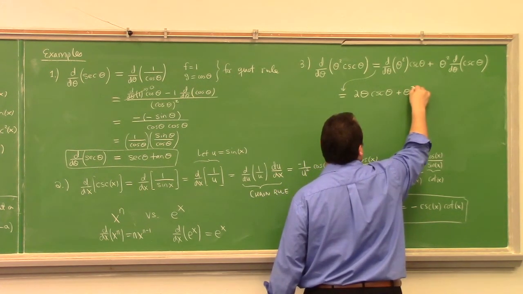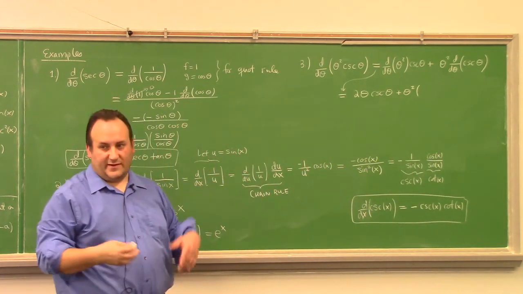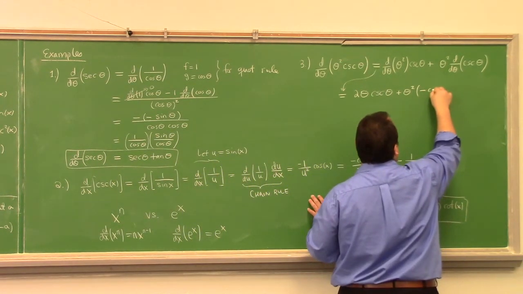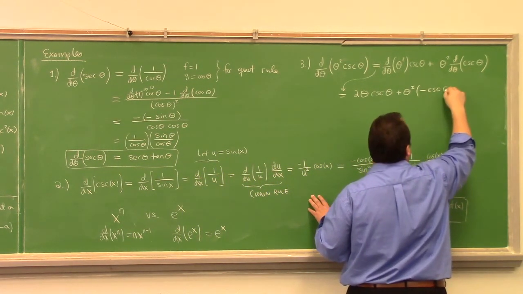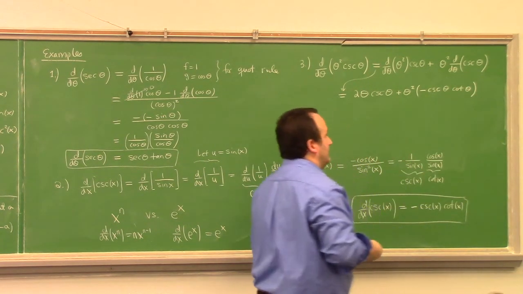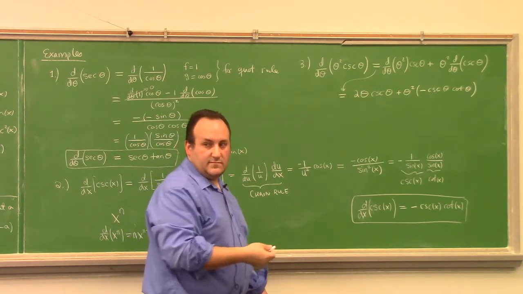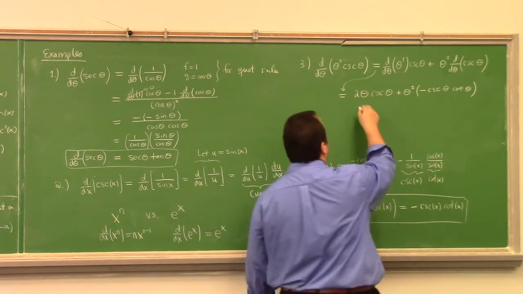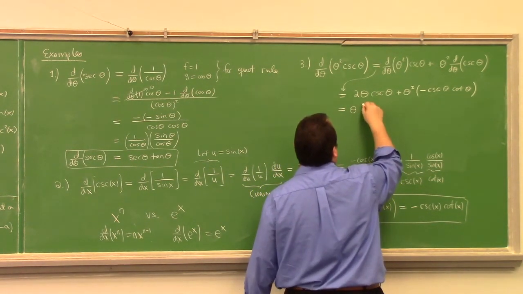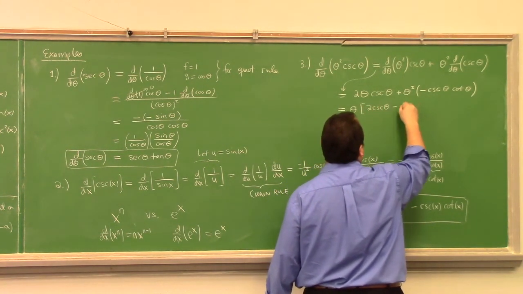And what's the derivative of cosecant theta? We just worked it out with x, but we have to change the x's to thetas. So minus cosecant theta cotangent theta, like so. And there you go, that's the answer. Now, of course, if you wanted to simplify it, I would pull the theta out, I guess: theta times 2 cosecant theta minus theta.